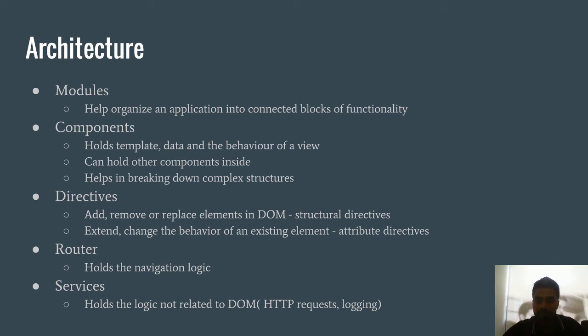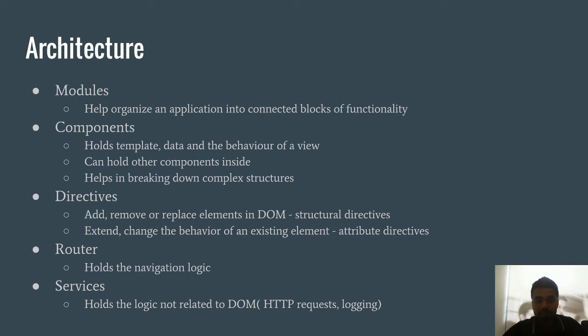Next, we have directives. Directives are twofold. We can see two main types of directives in Angular 2.0. First one is the structural directives. So what structural directives do is add, remove, or replace elements in the DOM. And next we have attribute directives. Attribute directives will change the behavior of an existing element, rather than adding any additional elements in the node.